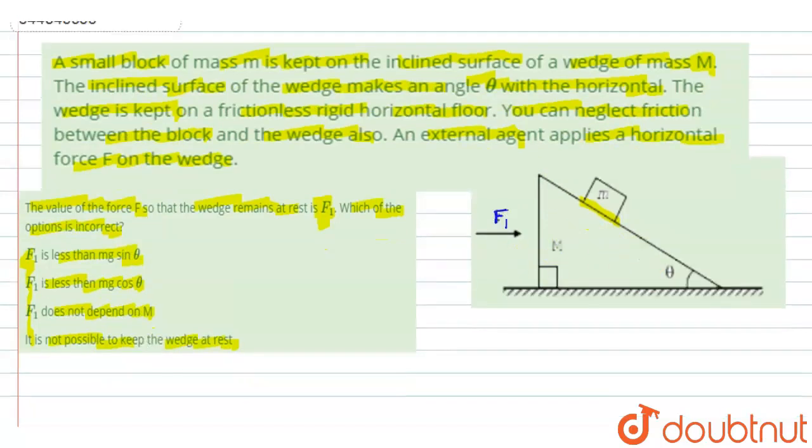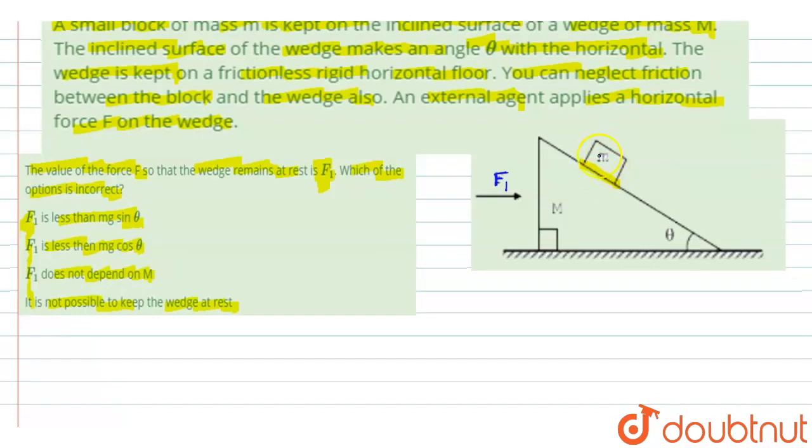Now, if I talk about this small mass m, there will be a normal reaction force acting on this block m. And its weight mg will be acting in the downward direction, whose component mg cos theta will be acting in this direction. Let me write the components here. So if I balance the forces on the small block of mass m in this direction, we will get N equals mg cos theta. Let this be equation number 1.